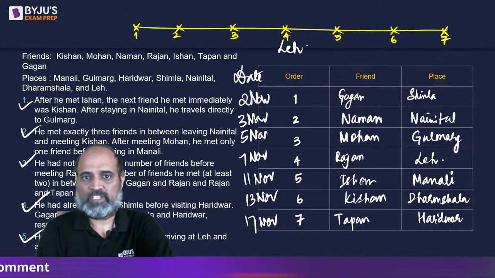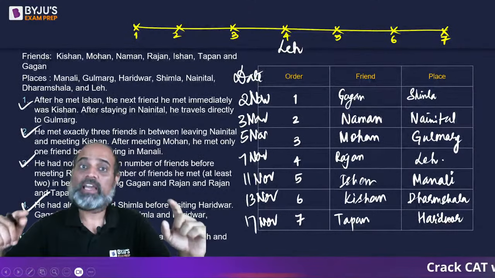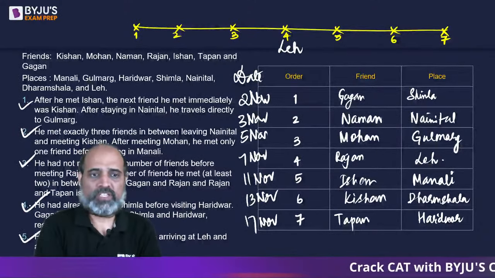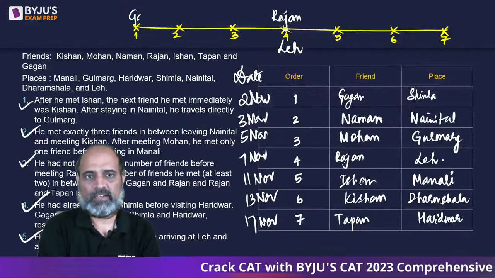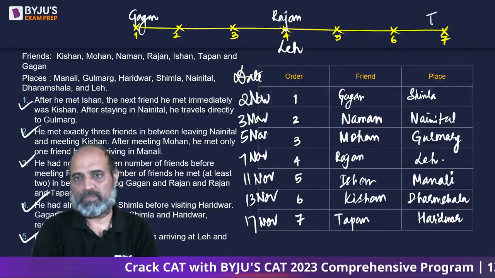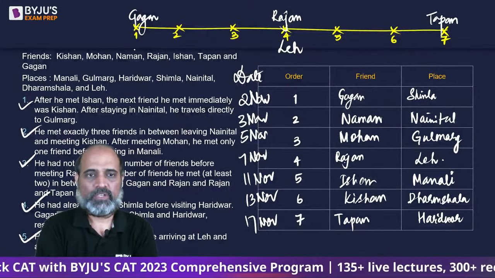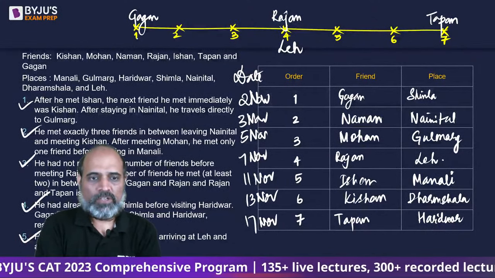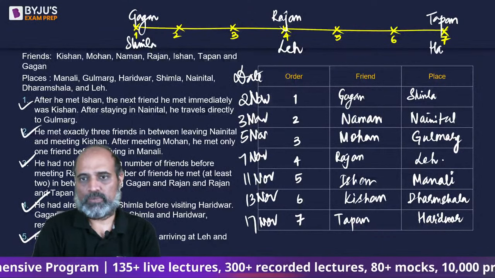So he visits Leh. We'll be writing down the names of these cities or places below and the names of the friends above. Using the third statement, we know that before Rajan there will be Gagan or Tapan, and after him Tapan or Gagan. Using the fourth, we know that this is true. Gagan stays in Shimla and Tapan stays in Haridwar.